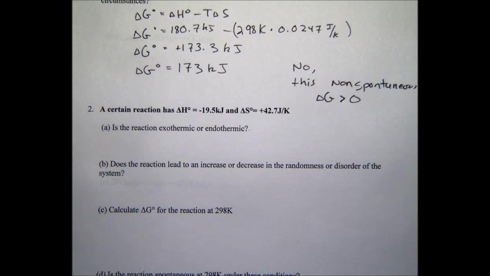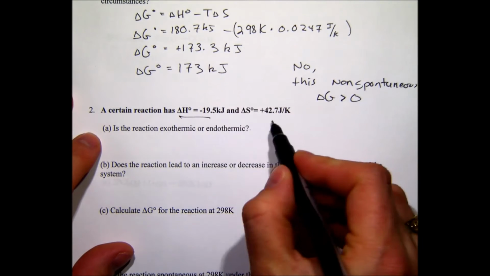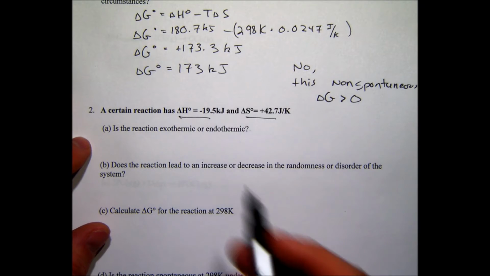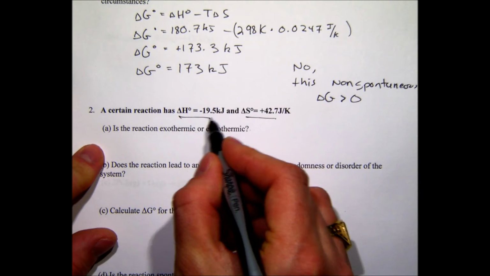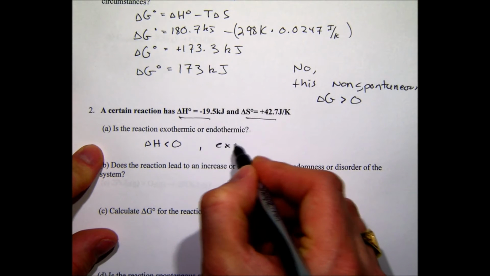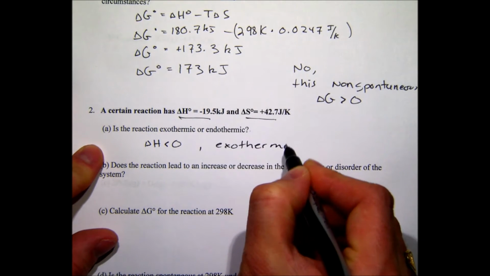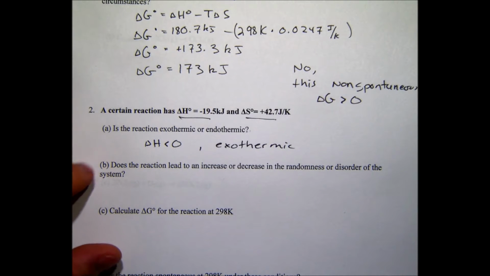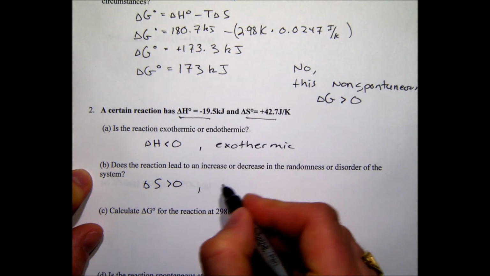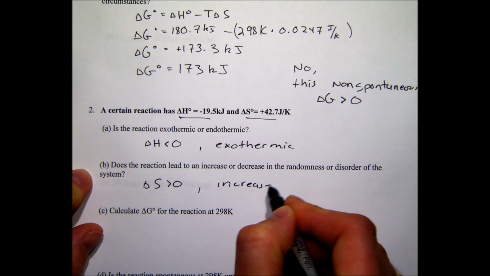Next up, we have a question that's very similar. It tells us a reaction. It doesn't tell us what the reaction is, but it does tell us the enthalpy and entropy of the reaction. And first of all, it asks if the reaction is exothermic or endothermic. So we see delta H is below 0. So since delta H is less than 0, it is exothermic. The next question is, does the reaction lead to an increase or decrease in randomness or disorder? Well, delta S is greater than 0, so it leads to an increase.